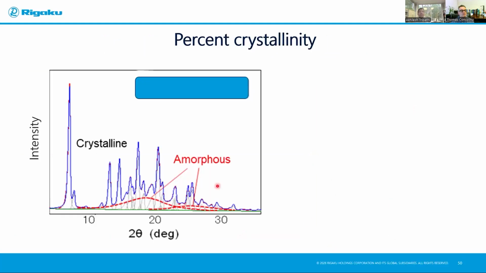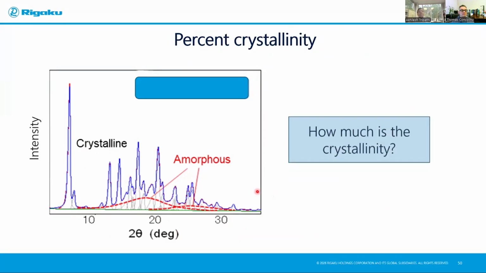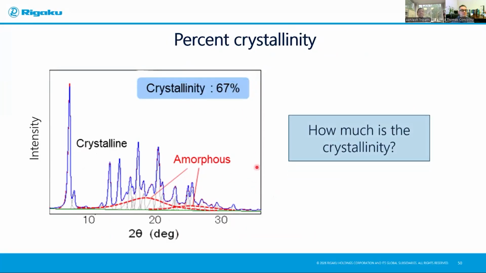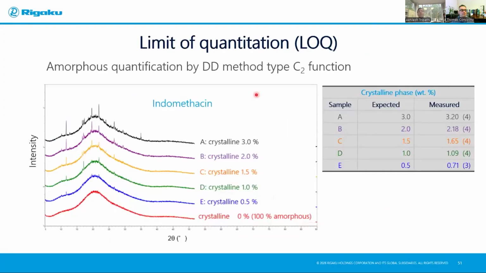I will show this quickly with two examples. Crystalline and amorphous peaks are shown here. Two amorphous humps, a crystalline phase, blue peaks, and what is the crystallinity? The software will calculate it as 67%. Moving on, limit of quantitation. This is the DD method approach. You have a zero crystalline material here, and you have a 33% crystalline material here. So remember I said you could extract these crystalline peaks of indomethacin out of this, and the amorphous is available. You have the idea.